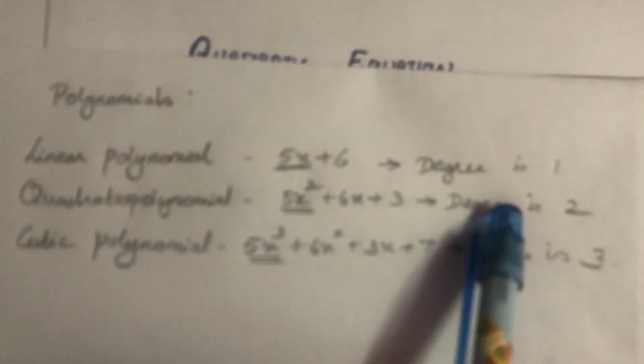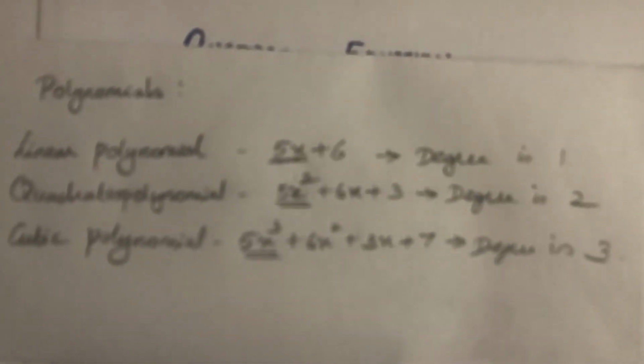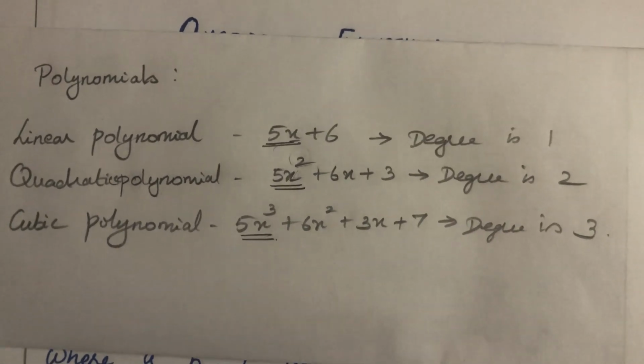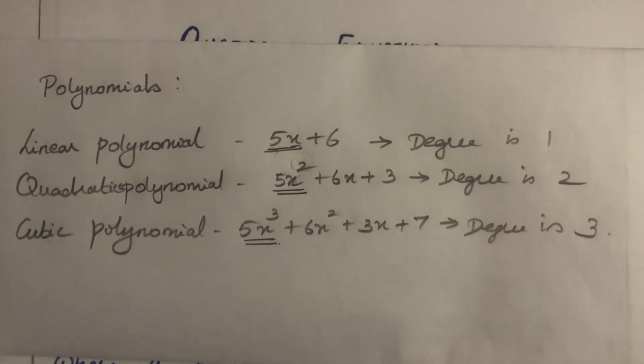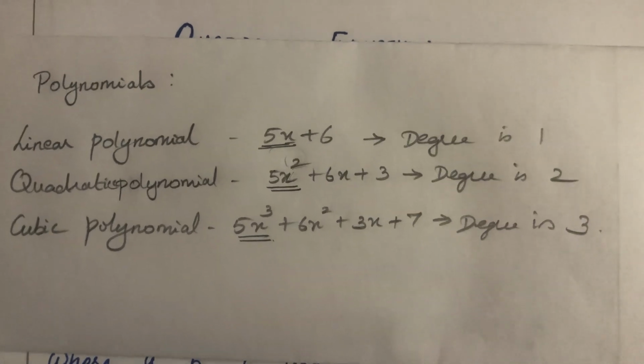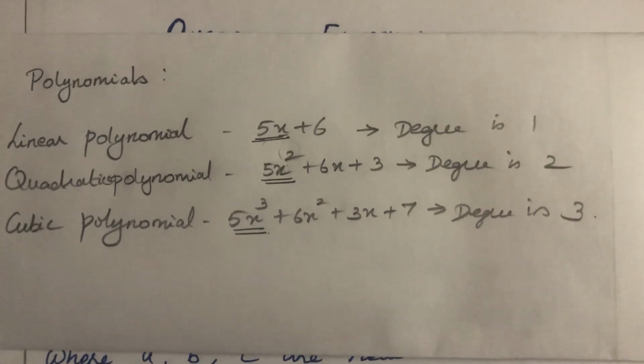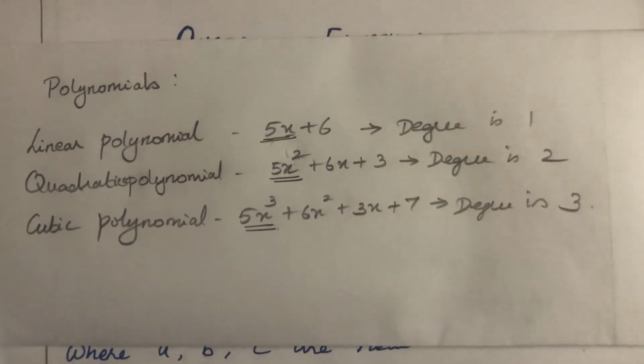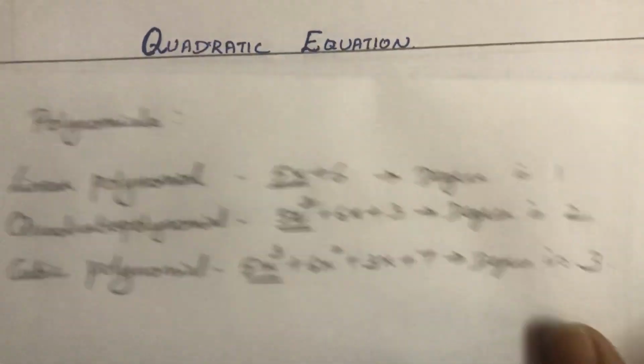Here the degree of the polynomial is 1. Quadratic polynomial 5x square plus 6x plus 3. Here the degree of the polynomial is 2. Cubic polynomial 5x cube plus 6x square plus 3x plus 7. Here the degree of the polynomial is 3.